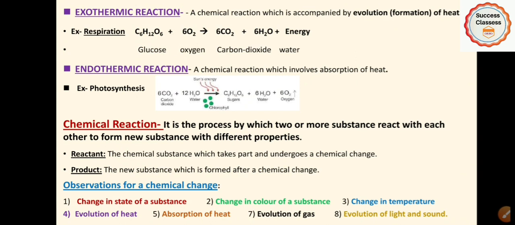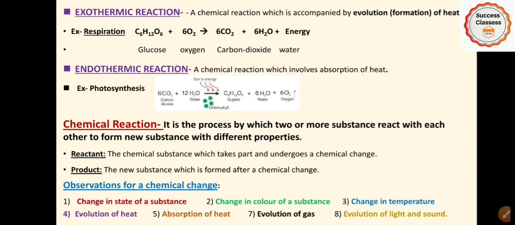Here glucose is broken down in the presence of oxygen to form carbon dioxide, water and energy. As we have seen, energy is liberated here, so it is an exothermic reaction. An endothermic reaction is a chemical reaction which involves absorption of heat. During photosynthesis, carbon dioxide and water in the presence of sunlight and chlorophyll form sugars, water and oxygen. As we have seen, during photosynthesis sunlight is absorbed, so it is an example of an endothermic reaction.